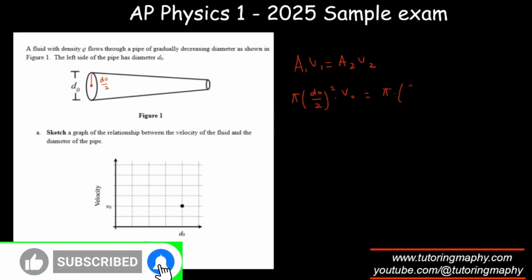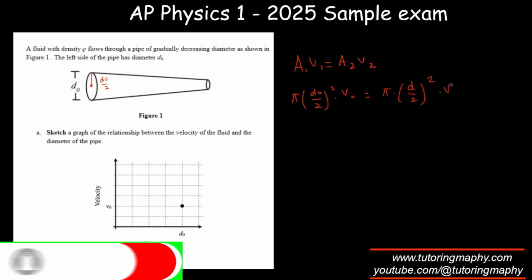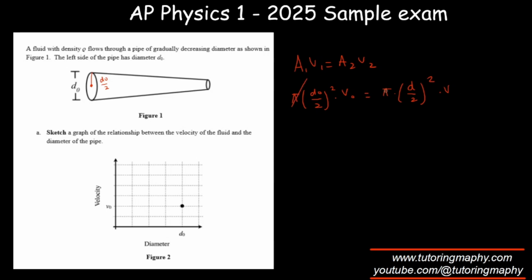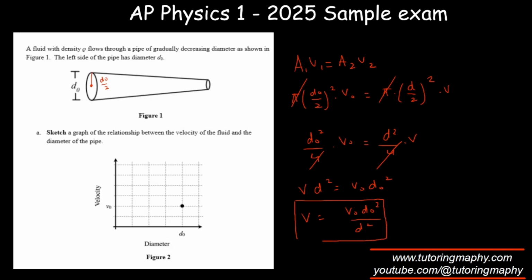So pi times, let's say the diameter is d, so d over 2 squared times some velocity v that I need to find. So pi and pi are gone. I'm left with d naught squared over 4 times v naught is equal to d squared over 4 times v. These two are gone. Velocity should be my y-axis, so let's flip the equation here. So v d squared should be equal to v naught d naught squared. So v will be equal to v naught d naught squared over d squared. That's the equation that we are looking for.